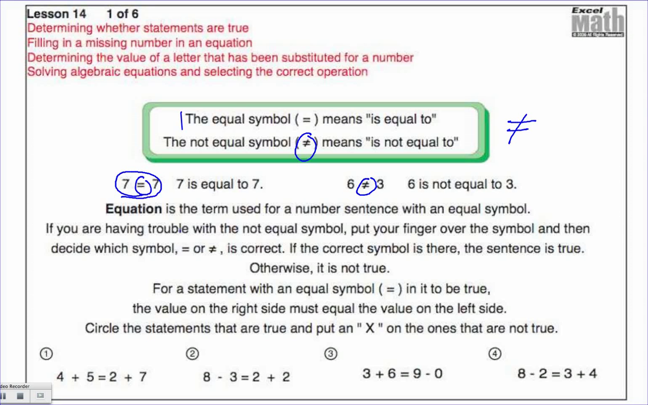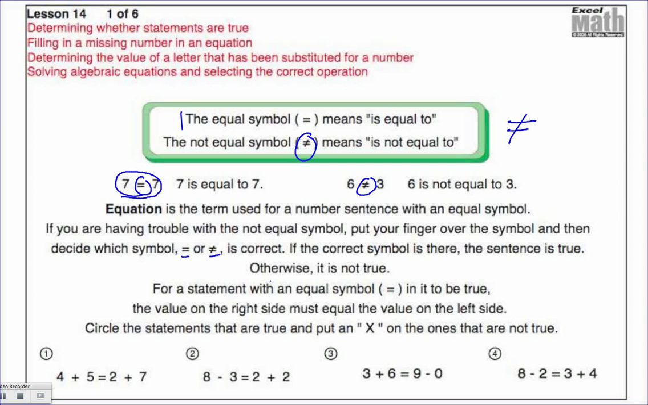If you are having trouble with the not equal symbol, put your finger over the symbol and then decide which symbol, equal or not equal, is correct. If the correct symbol is there, the sentence is true. Some kids really have a hard time with this, figuring out if it's true or not true. Otherwise, it's not true. For a statement with an equal symbol in it to be true, the value on the right side must equal the value on the left side. Circle the statements that are true and put an X on the ones that are not true.